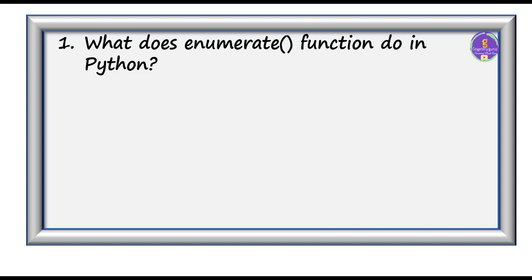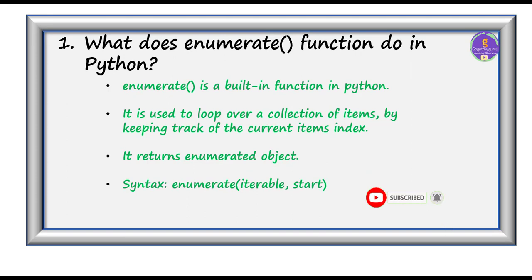So the first question for today's session is, what does enumerate function do in Python? We use this enumerate function whenever in programming we need to keep track of count of iterations. So enumerate is a built-in function in Python. It is used to loop over a collection of items by keeping track of the current item's index. So this works as a counter which is set automatically when we use enumerate function in programming.